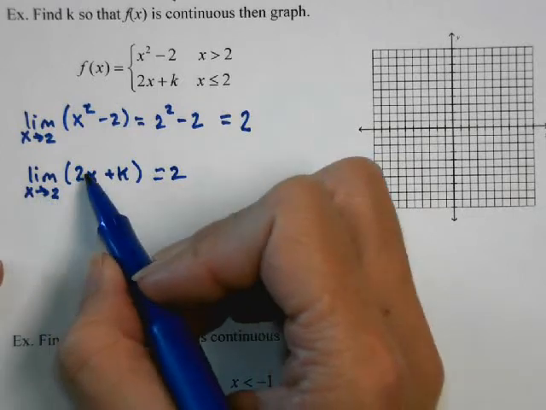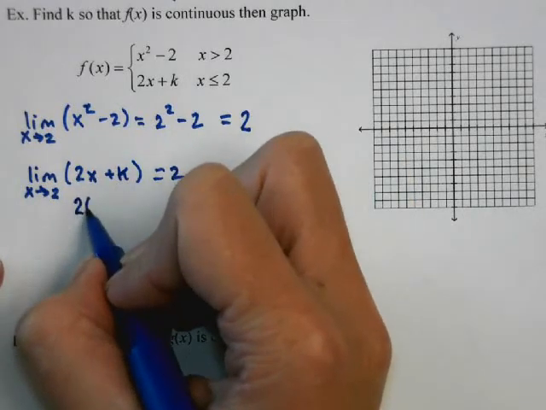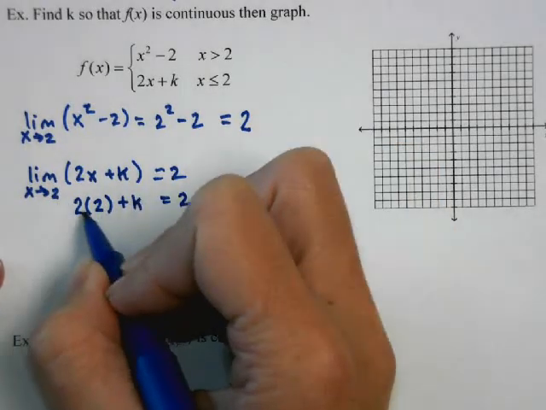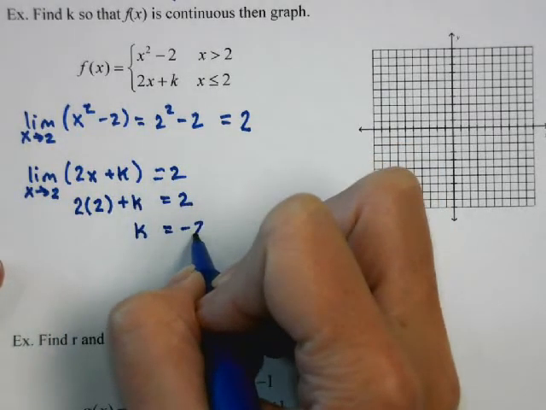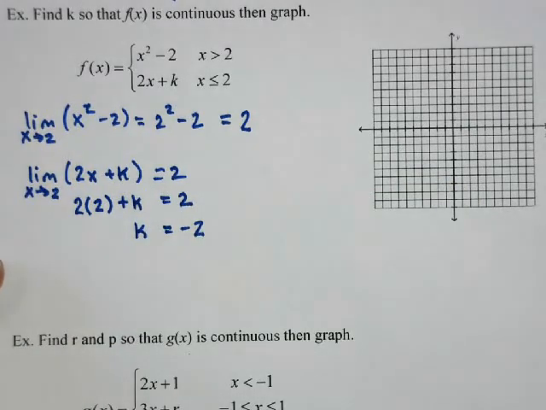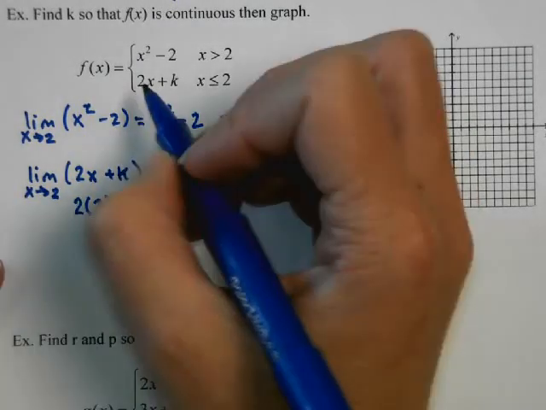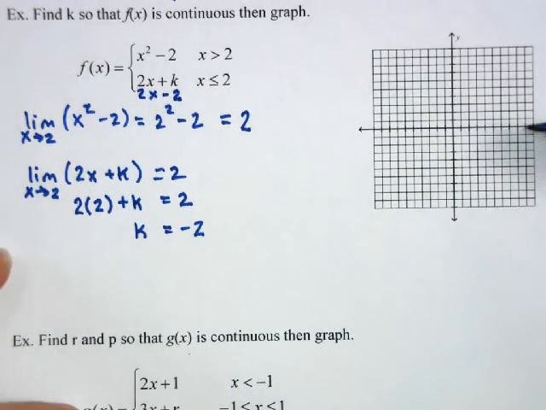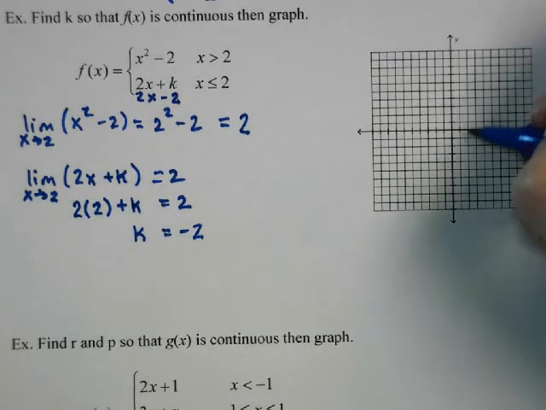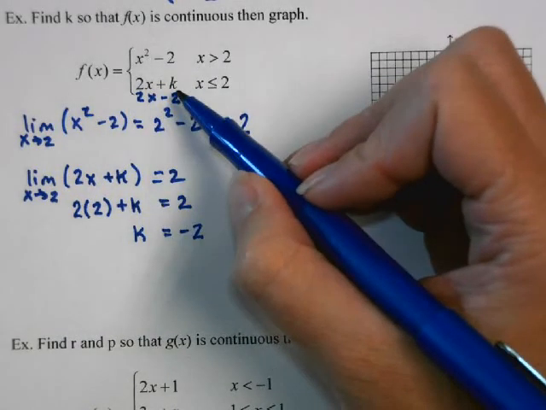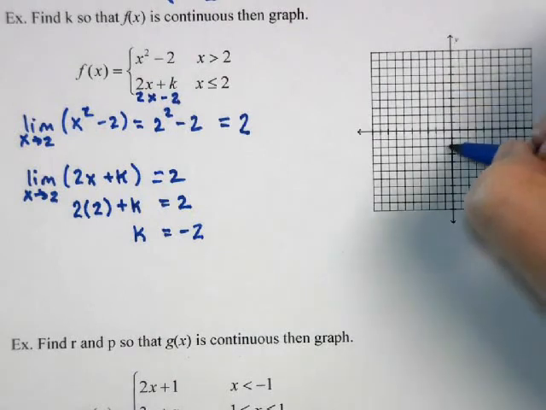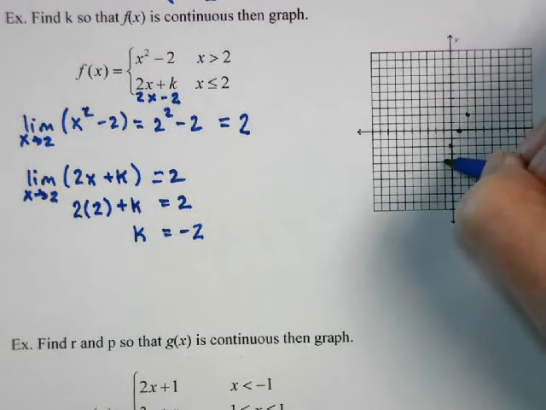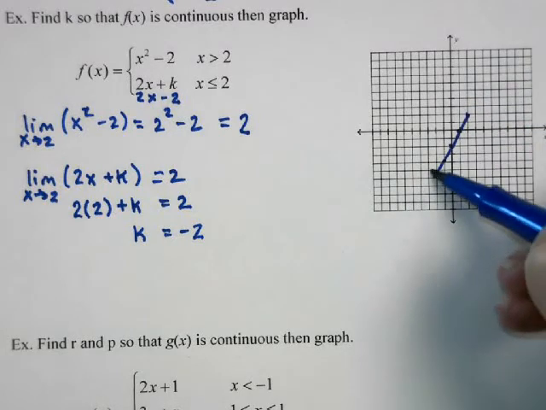So as I plug in 2 for x, this is going to be 2 times 2 plus k. This is 4, so I subtract 4 to get -2. So my k is -2, which makes this equation here 2x minus 2. Then we're going to graph it. Our boundary line is at 2. When it's less than 2, it's 2x minus 2. So it's going to be that line there.